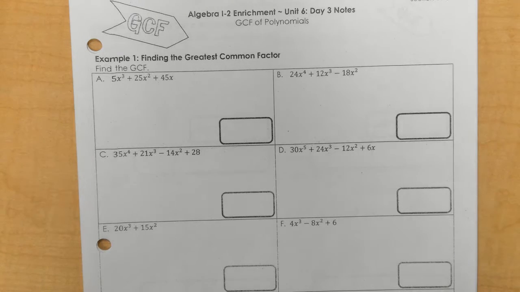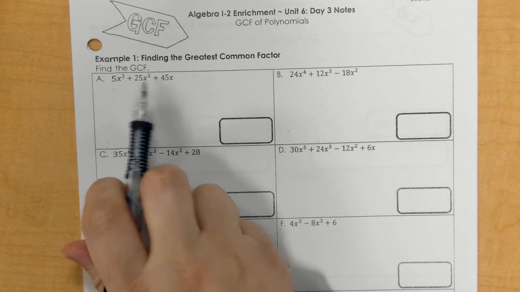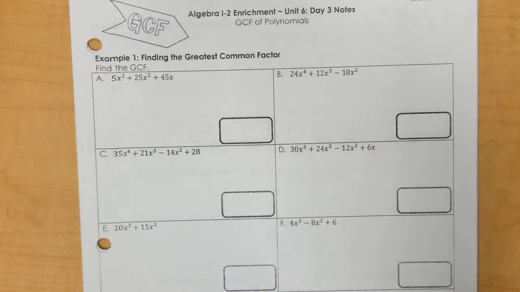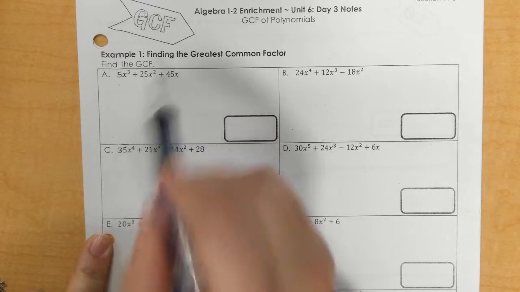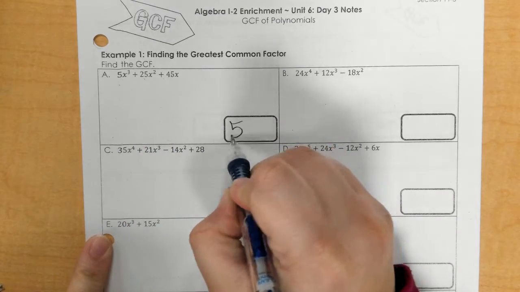For day 3 notes in algebra, we're finding the greatest common factor. And so if I look at the numbers 5, 25, and 45, I want to know what number divides into all of those numbers evenly. And of course, then it has to be the same number. So I know that 5 can divide into each one of these evenly. So I'm going to go with 5.